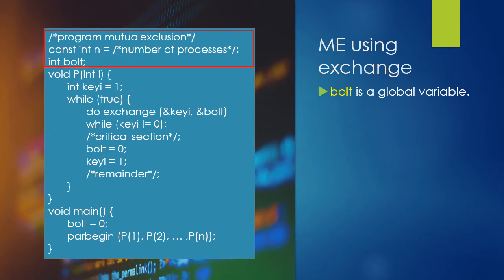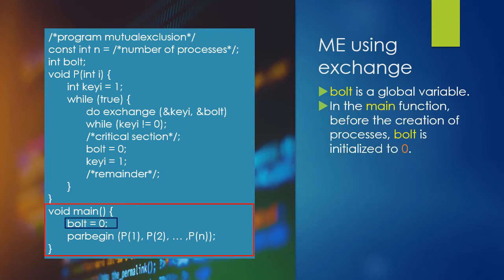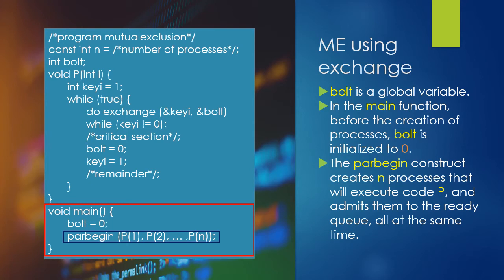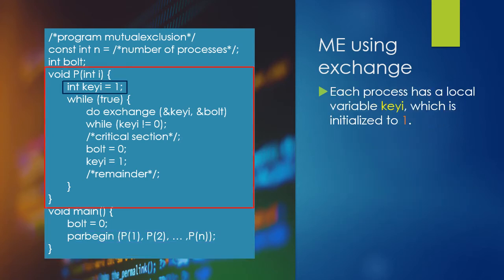There is always a main function in C code from which execution starts. In the main function, before the creation of processes, bolt is initialized to 0. The par begin construct creates n processes that will execute code P and admits them to the ready queue all at the same time. Let us see what happens in function P.